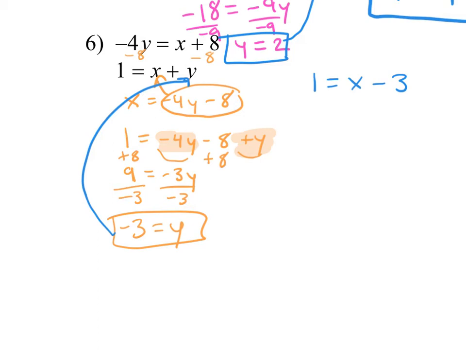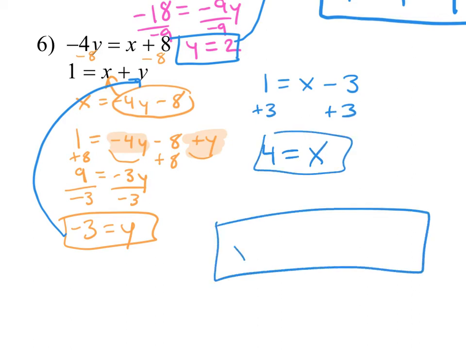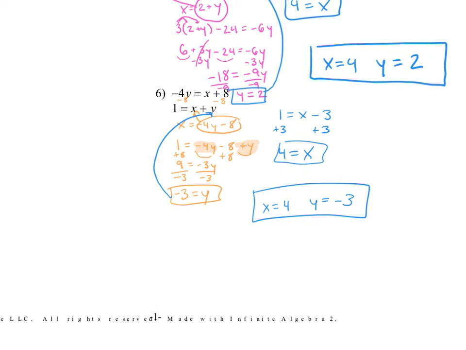How do we solve this equation for x? Add 3 to both sides. So 4 is equal to x. On the quiz, you would put x is equal to 4 and y is equal to negative 3. So just make sure you're specific on which one is which. Alright, let's go to the next page.